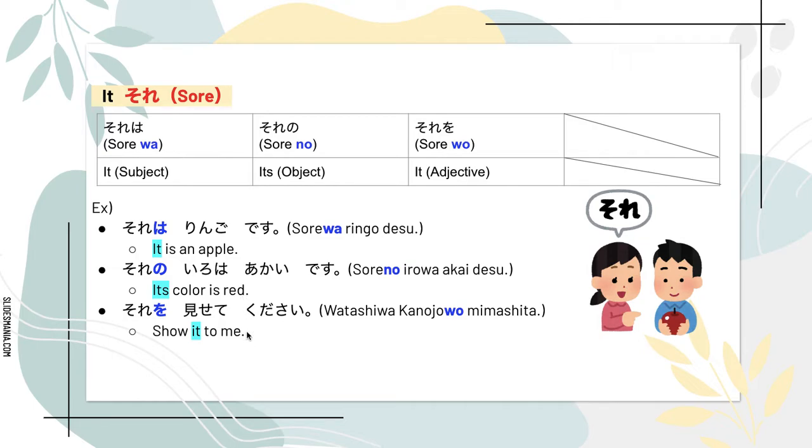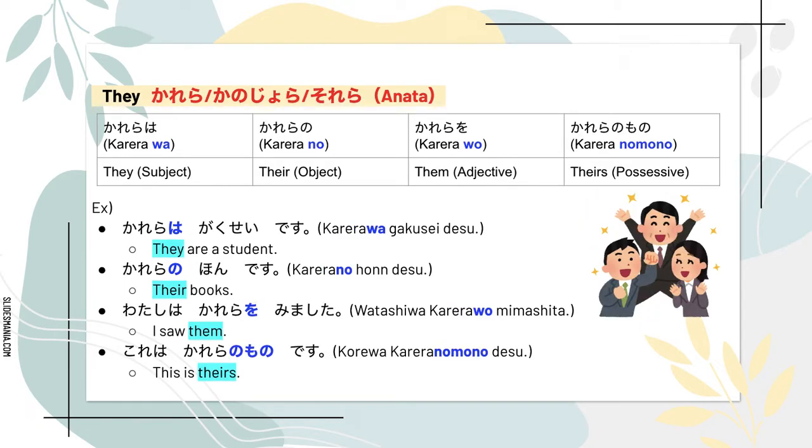The last one is for the adjective sentence, which is "show it to me." In this case, it is adjective, so you would say それを見せてください。 See, the girl is also pointing at the apple and being like それ. So you would say それ because that is adjective.